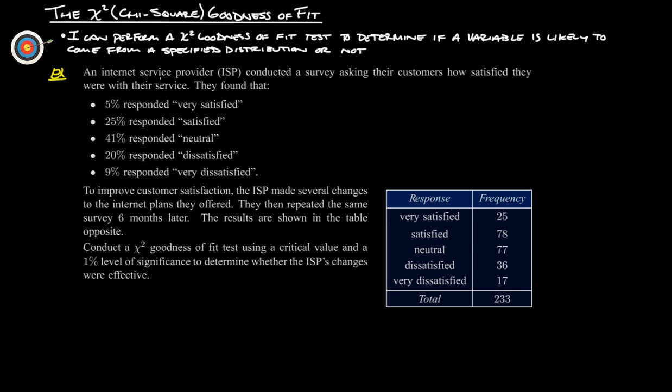An Internet Service Provider, ISP, conducted a survey asking their customers how satisfied they were with their service. They found that 5% responded very satisfied, and so forth. To improve customer satisfaction, the ISP made several changes to the internet plans they offered. They then repeated the same survey 6 months later, and the results are shown in the table. Conduct a chi-square goodness of fit test using a critical value and a 1% level of significance to determine whether the ISP changes were effective.